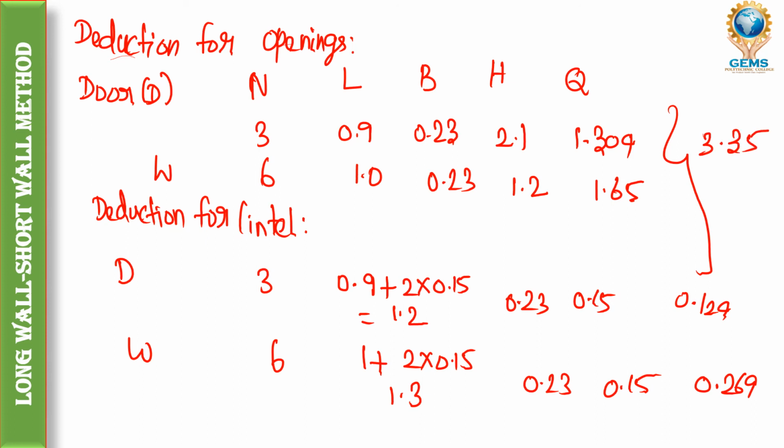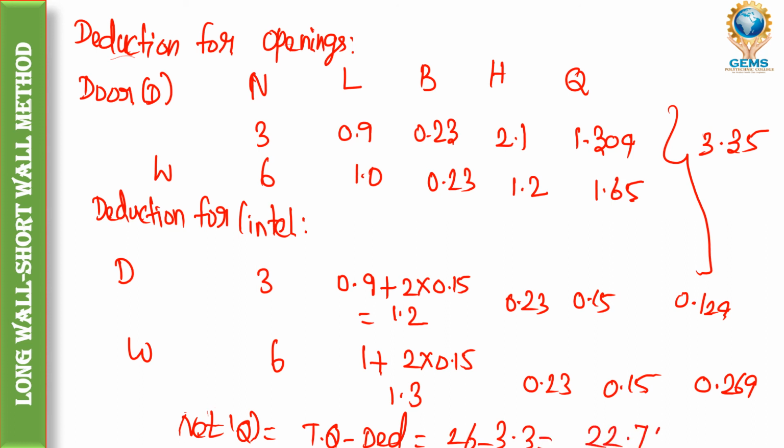After that, we need to subtract from the quantity we found first. So net quantity equals the total quantity we already found in the previous image minus the deduction. So what will we get? 26 minus 3.3, so it will come to approximately 22.7 meter cube. So this is the quantity of BB masonry.